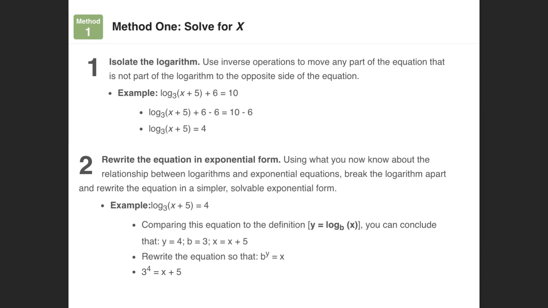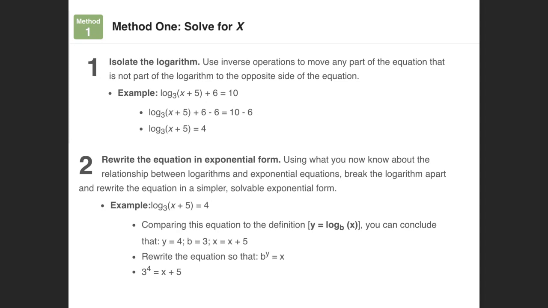Method 1. Okay, so I think there's really 3 methods here. Method 1, isolate the logarithm. Use inverse operations to move any part of the equation that is not part of the logarithm to the opposite side. Now this only works if there's just one logarithm in your problem. Now if you have logs on both sides or more than one log on one side, then this doesn't work, okay? But you're going to isolate the logarithm, and then you're going to rewrite it as an exponent, and hopefully you should be able to solve it from there.